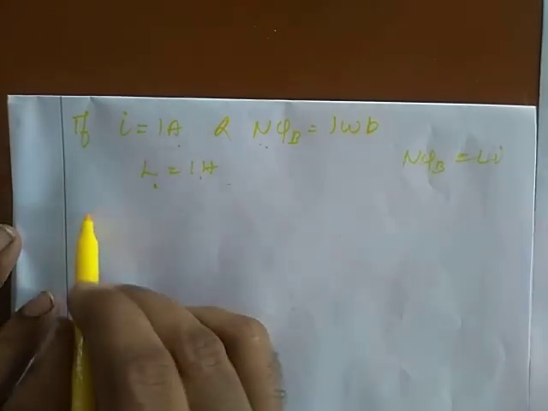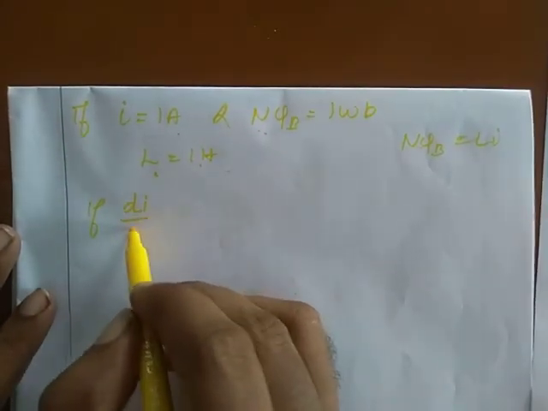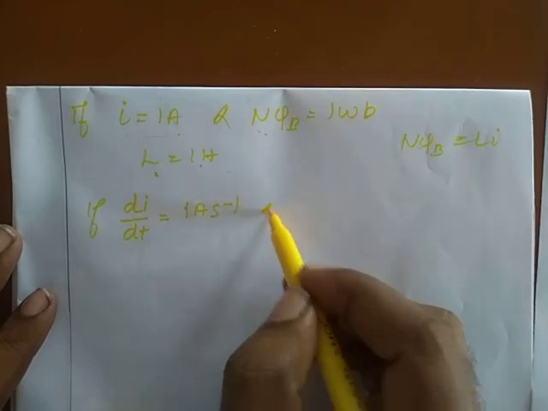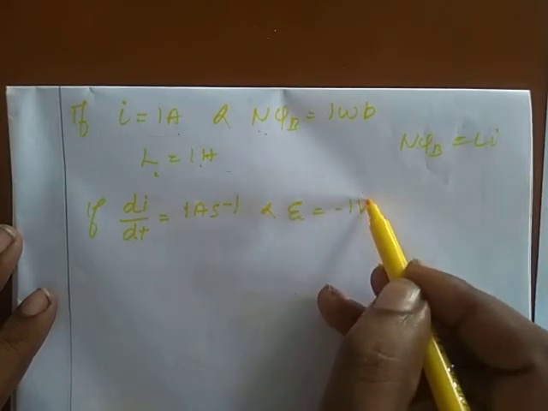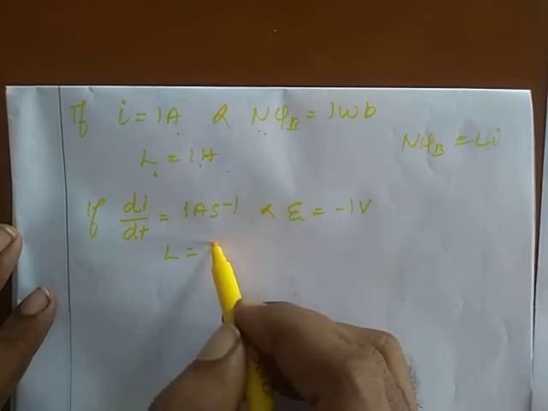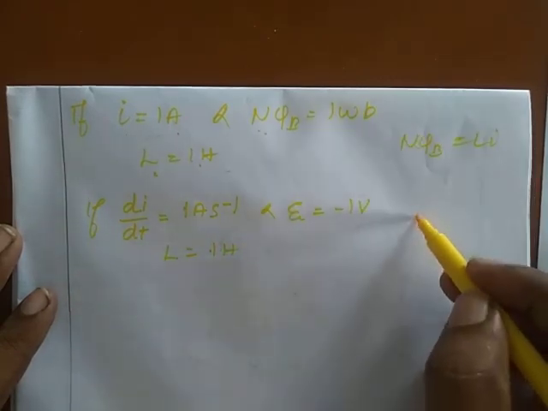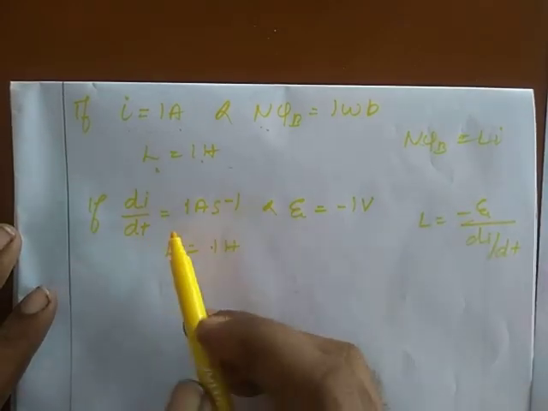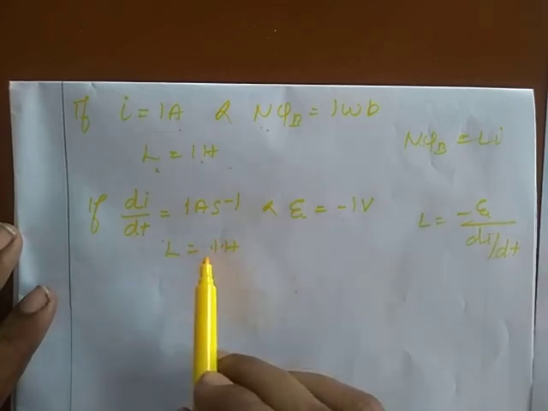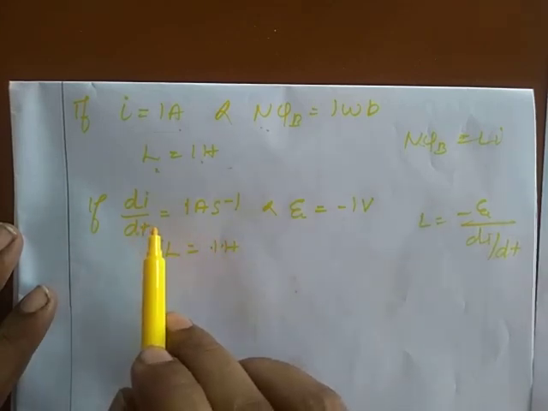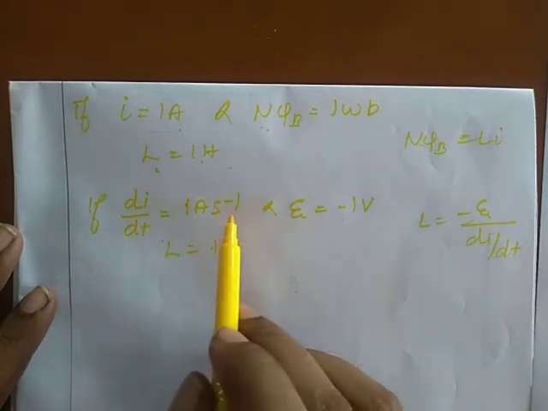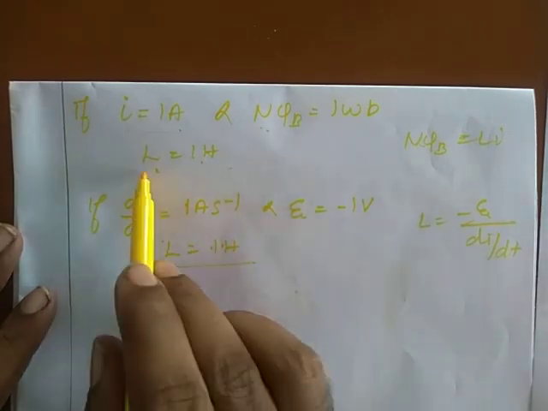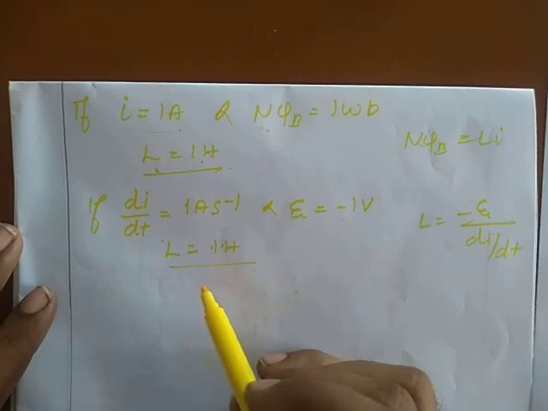Suppose di by dt, the rate of change of current with respect to time, is 1 ampere per second and EMF is equal to minus 1 volt. Then we can write L is equal to 1 Henry. Here we are using the formula L is equal to minus psi by di by dt. For this case, the inductance of the coil is 1 Henry if a current changes at the rate of 1 ampere per second and an opposing EMF of 1 volt is induced. This is the definition for 1 Henry.